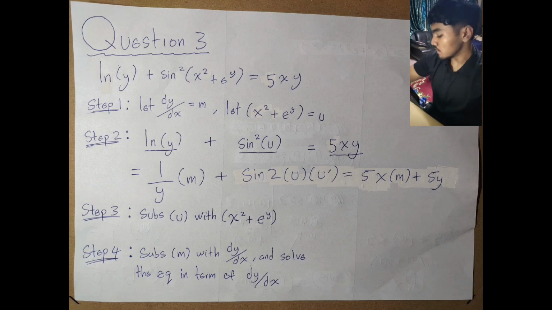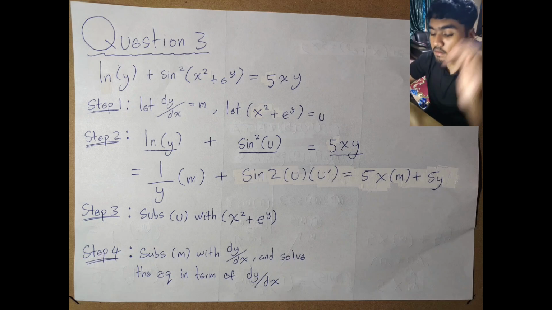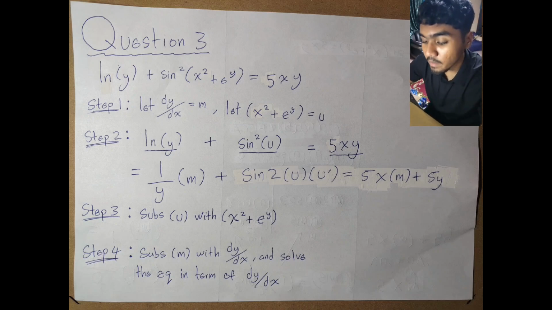So we are given a function: ln y plus sin squared (x squared plus e to the power of y) equals 5xy, using implicit differentiation. The first step to solve this kind of equation is I will let dy dx be any variable first. Don't have to put too much effort into the working. And then the next function, I'm going to let (x squared plus e to the power of y) be u.